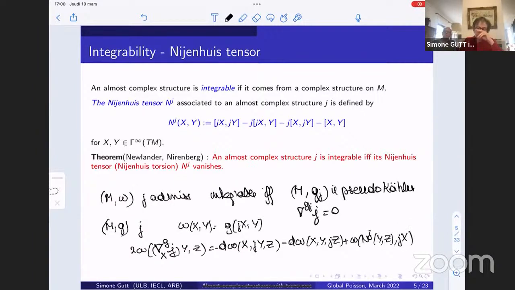So this links with the usual definition of pseudo-Kähler, which is a pseudo-Riemannian space with a compatible J, such that the covariant derivative of J is equal to zero, or which is equivalent, such that it is integrable, the NJ is zero, and the differential of omega vanishes.